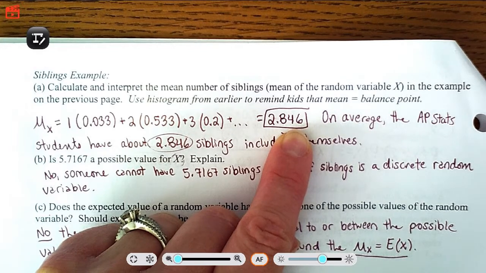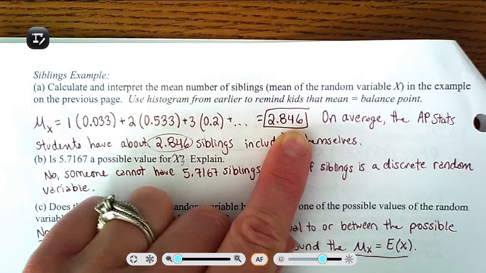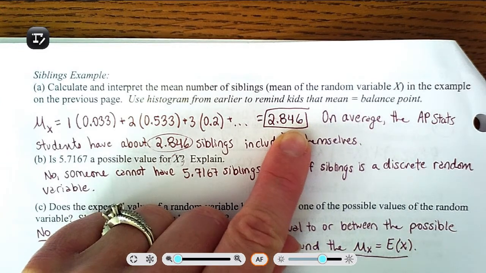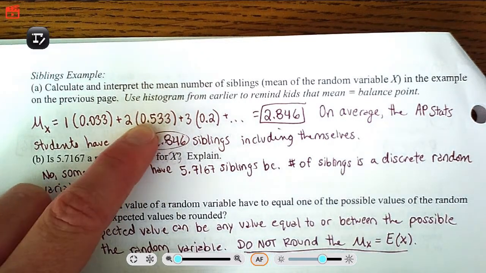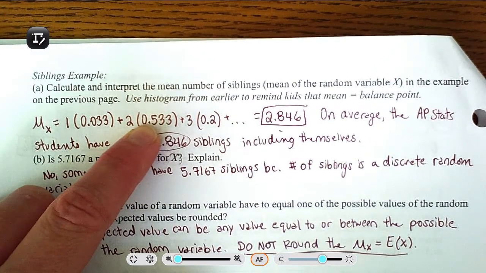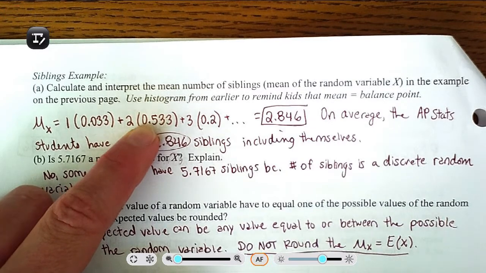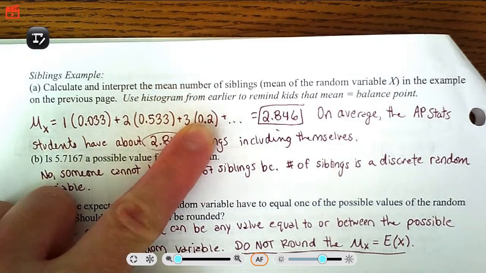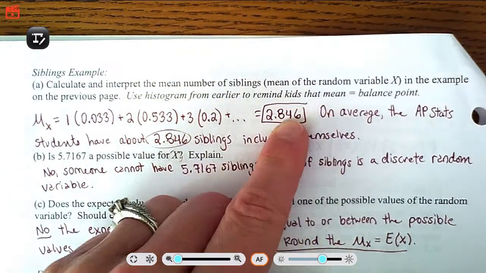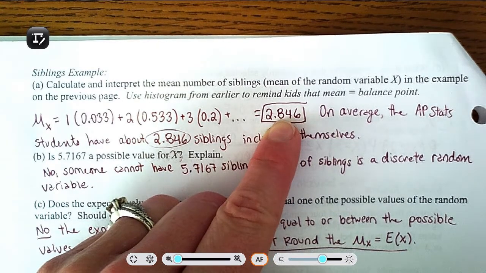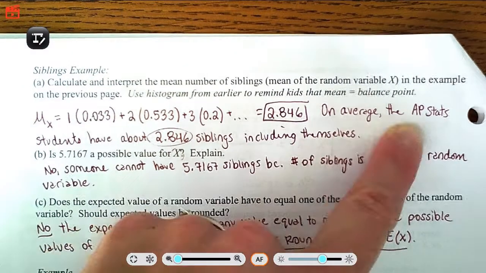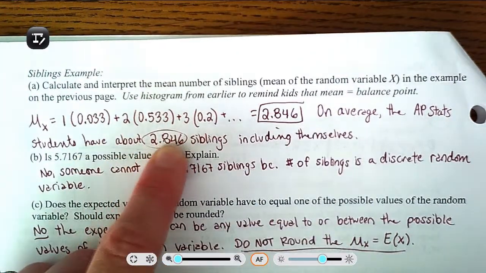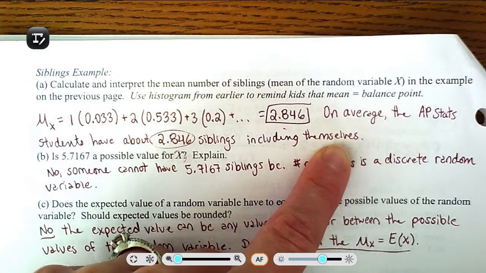Now what does this mean? Do you have a 284% chance of doing something? No. We found the weighted average of the random variable, meaning we're accounting for it being half as likely to find a random AP Stats student that has 2 children in the family versus 1 versus 3 and so on. We found the weighted average to be 2.846 children per family. So on average, AP Stats students have about 2.846 siblings, including themselves.